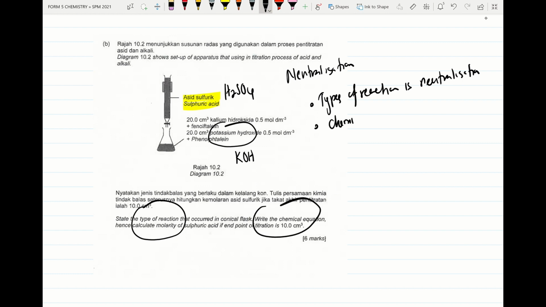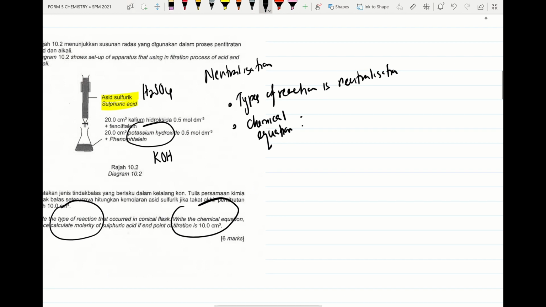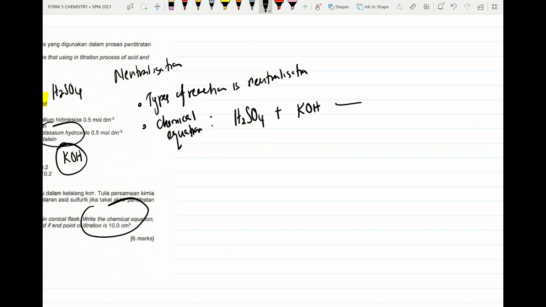Okay, and point number 2, they want the chemical equation. So we put here chemical equation. So please write down the chemical equation. H2SO4, sulfuric acid, reacts with potassium hydroxide. So what product will we get here? We take out the hydrogen ion, the sulfate ion, the potassium ion, and the hydroxide ion.